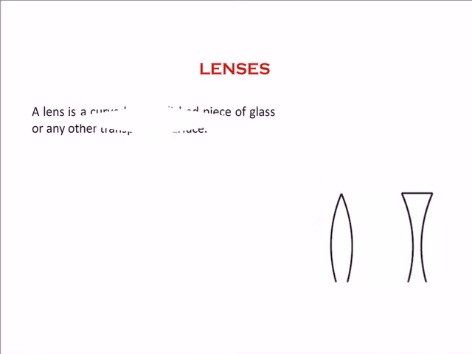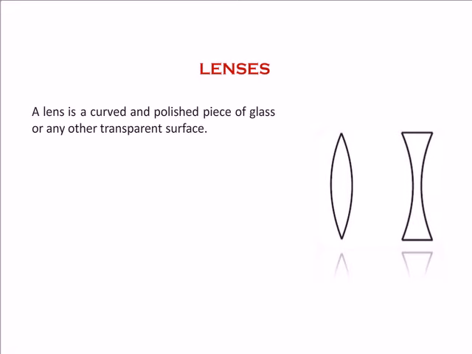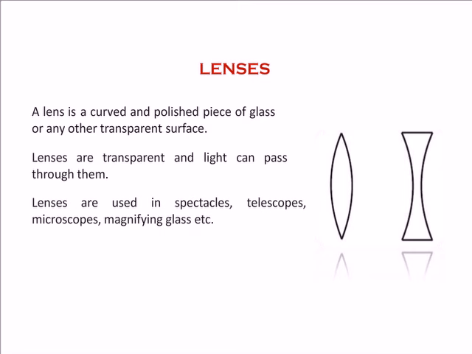Lenses. A lens is a curved and polished piece of glass or any other transparent substance. The lenses are transparent and light can pass through them. Lenses are used in spectacles, telescopes, microscopes, magnifying glasses, etc. Common lenses are of two types, concave lenses and convex lenses.